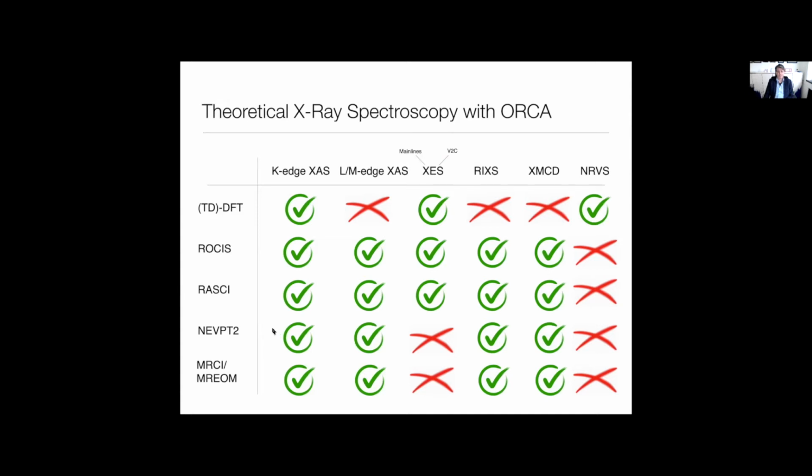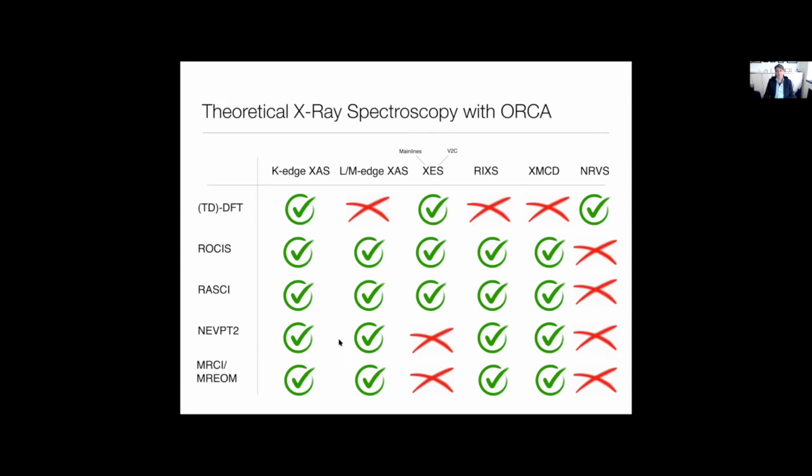More expensive, but also more accurate, is the NEVPT2 approach, which is a form of second-order multi-reference perturbation theory, and it has most of these spectra except XES, and then if you go to very high accuracy, that would be multi-reference CI or even the multi-reference coupled cluster approach as implemented in the MRCC implementation in Orca. Again, everything except XES spectroscopy. So what should you use?